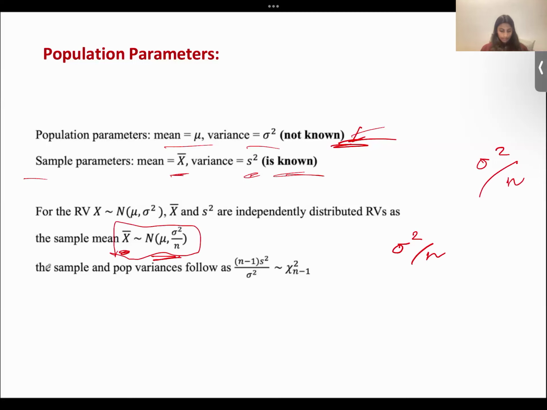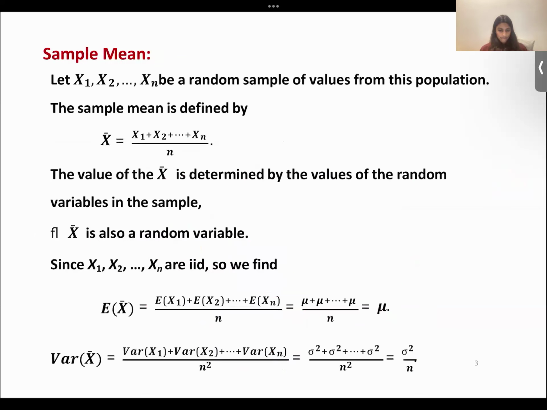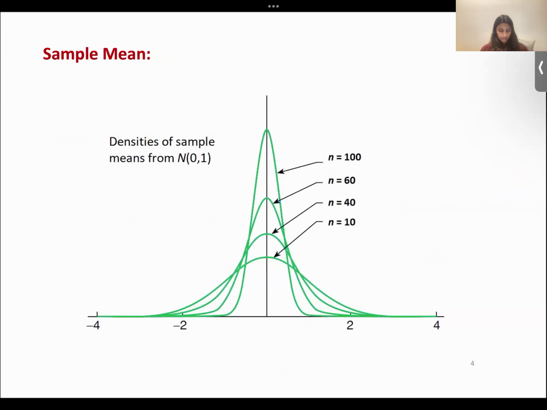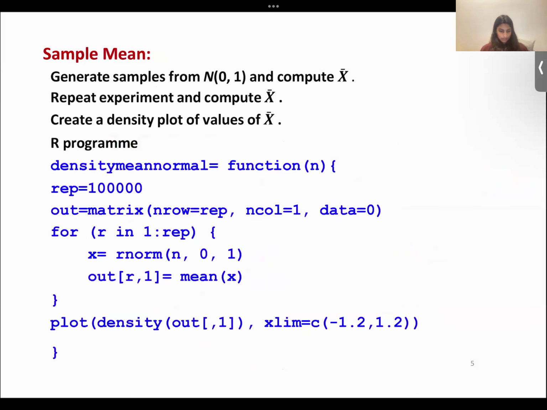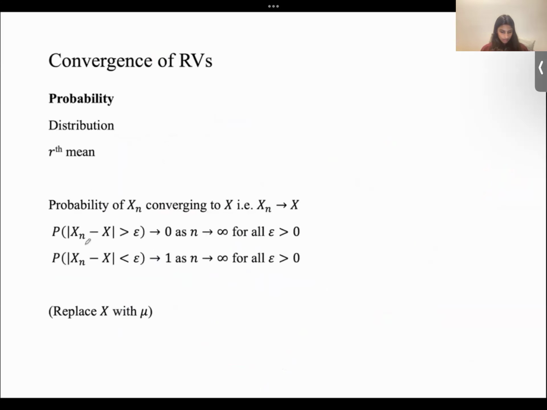And yeah, again, the sample and population variances follow this formula. So (n minus 1) s square by sigma square follows a chi-square distribution with n minus 1 degrees of freedom. Let's see how this formula can be used in problems. I think one of the problems will use this formula. We'll look at these later.